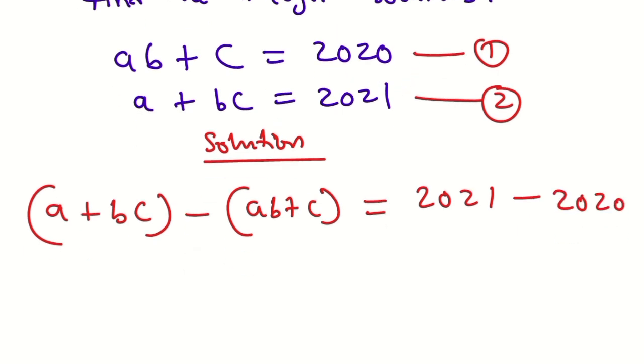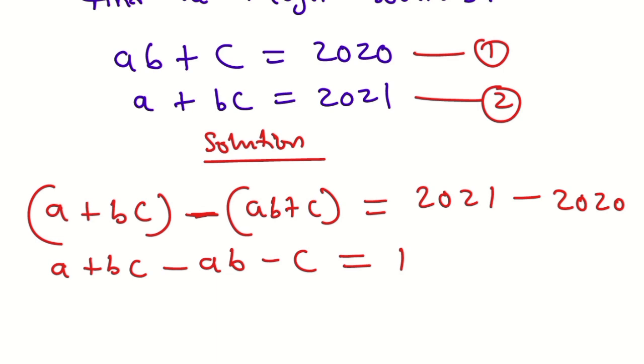Now, let us remove this bracket from here. So this will be A plus BC minus AB. Now, this is minus what? C again. So minus C. And this is equal to, what is 2021 minus 2020? That is 1. Moving on.